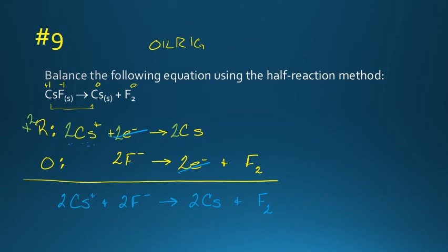Well, if you take a look at how this is put together, it's kind of a hint. So I can put this guy together, but keep the 2 in front. 2 CsF yields 2 cesium plus 1 fluorine, and you are done.